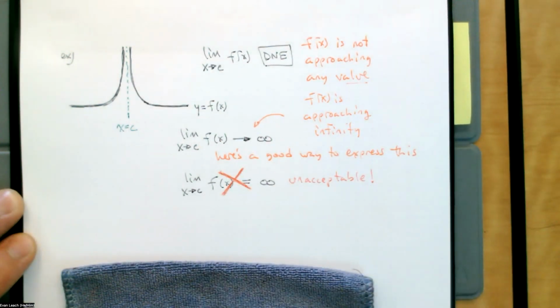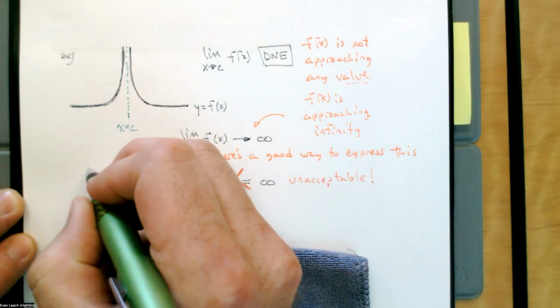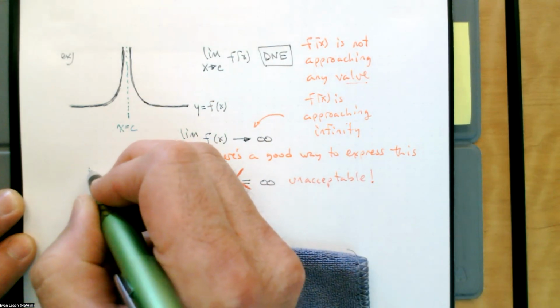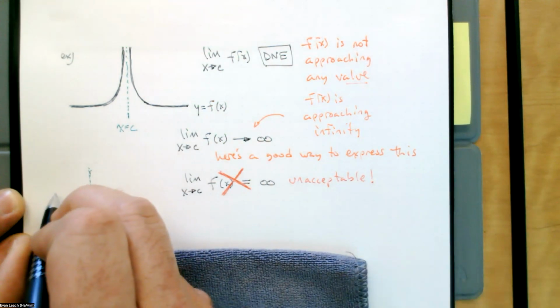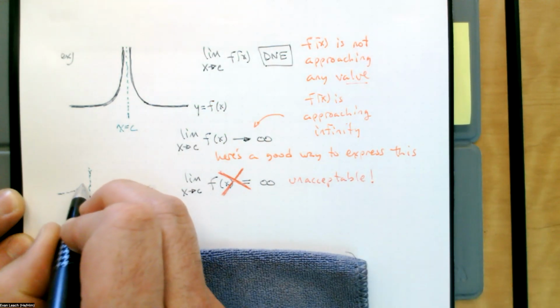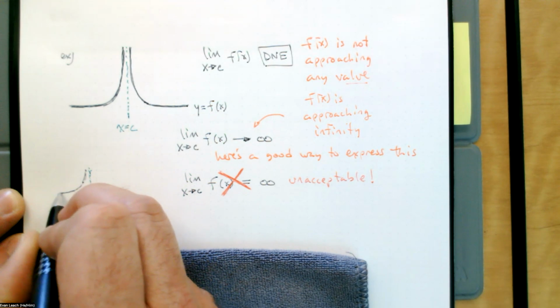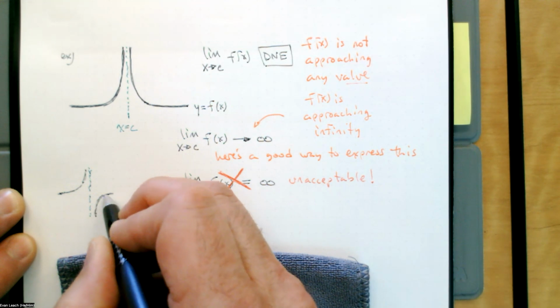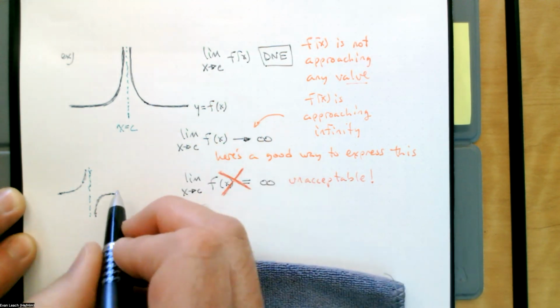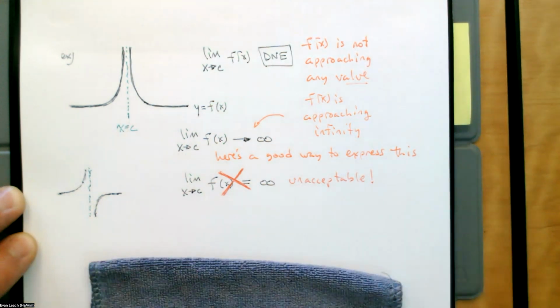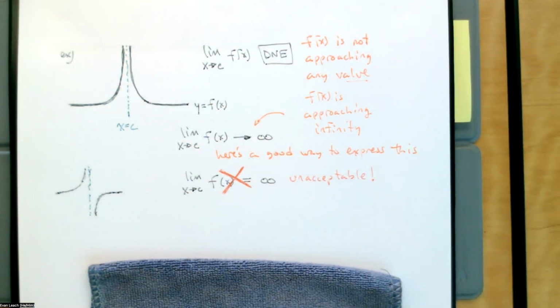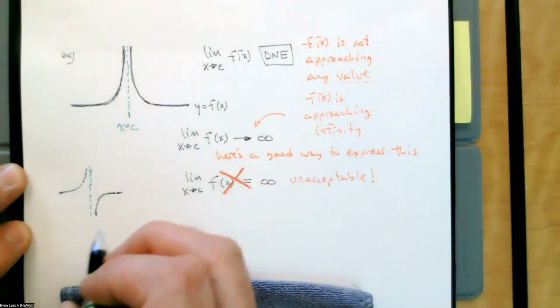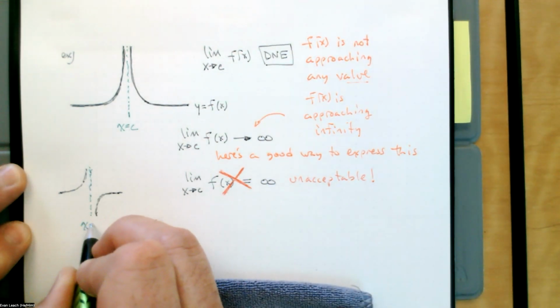On a related note, it might be that we have just a vertical asymptote, like a 1 over x style vertical asymptote, where we're approaching infinity from one side and approaching negative infinity from the other side. In this case, we could refer to the left-sided and right-sided limits as approaching infinity or approaching negative infinity, but the limit just doesn't exist. There's no way around it. They both go to two different infinities.